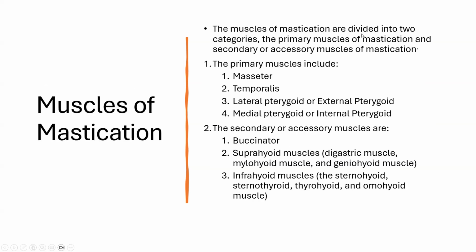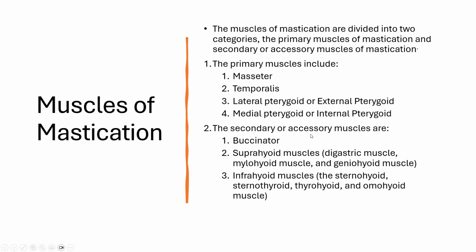The muscles of mastication are divided into two categories: the primary muscles of mastication and the secondary or accessory muscles of mastication. Primary muscles of mastication are four pairs. They are paired muscles: masseter, bilaterally; temporalis, bilaterally; lateral pterygoid or external pterygoid, bilaterally; and medial pterygoid or internal pterygoid, bilaterally.